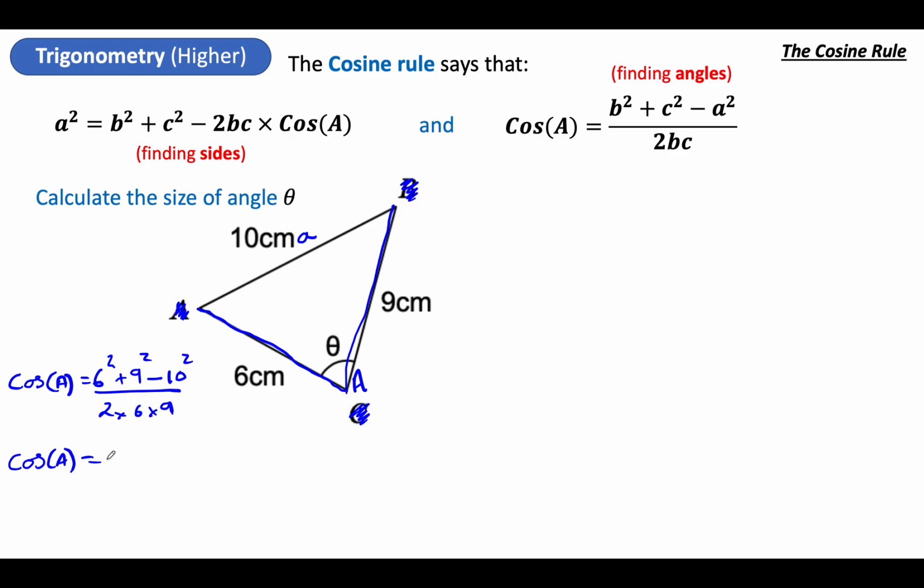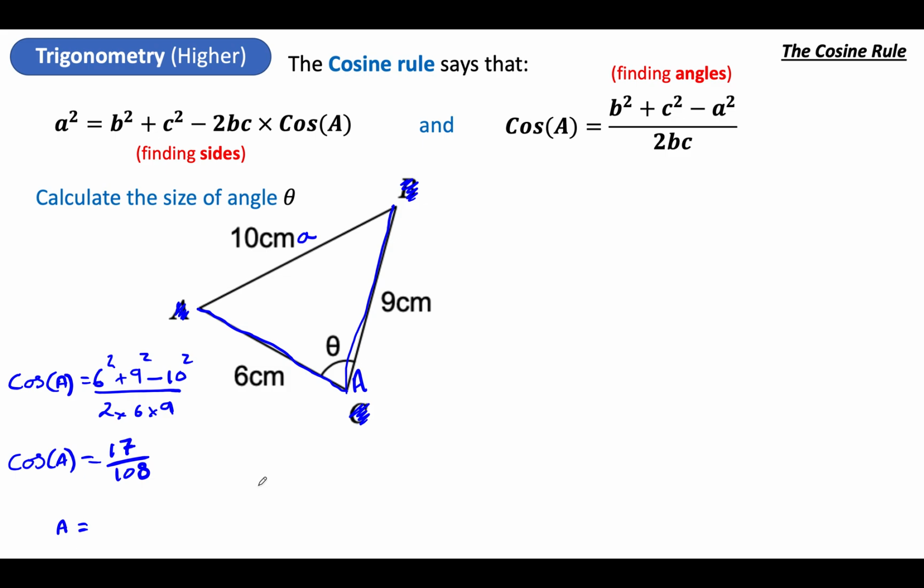And I get a fraction. I'm going to write it as a fraction, actually. Why not? 17 over 108. It's nice and accurate then. You could use the decimal, it wouldn't matter. But that is not my answer, because I don't want cos of A. What I want is A.